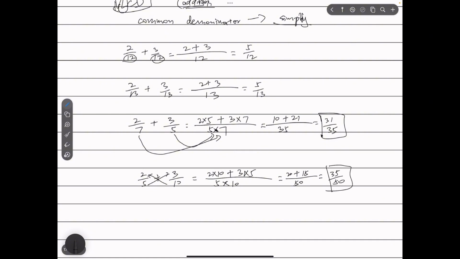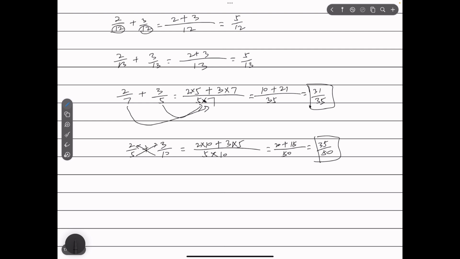But this number is not in the simplified form. We know 35 is 5 times 7, and 50 is 5 times 10. So we can cancel out 5 as a common factor. That will give us 7 over 10. That's the time we need to change to the final form. Basically, 7 over 10 is the same value as 35 over 50, but in a different form. This one is simplified.